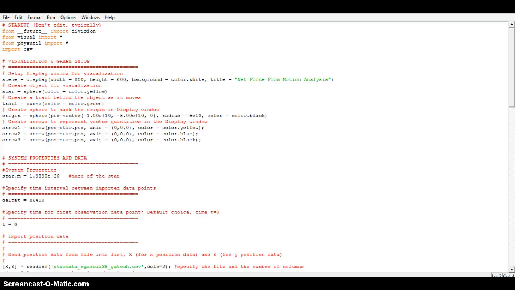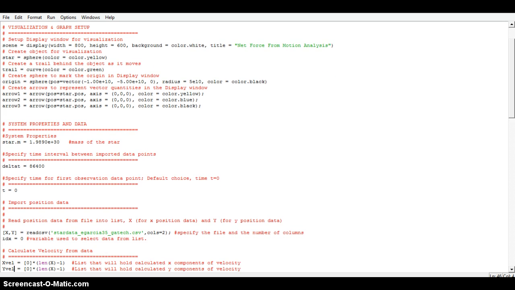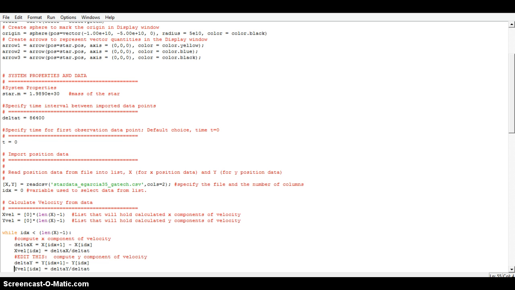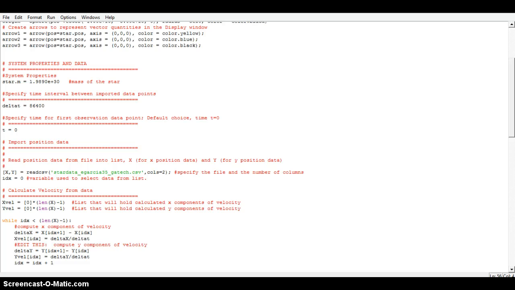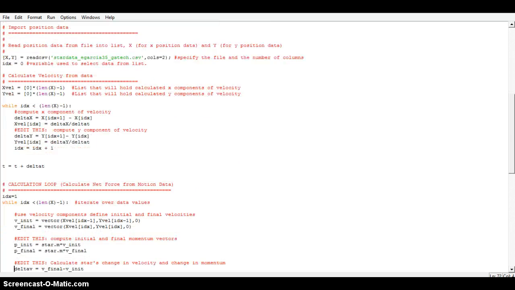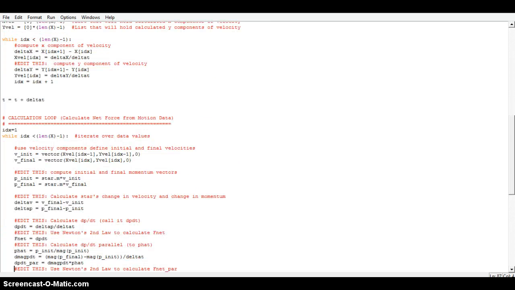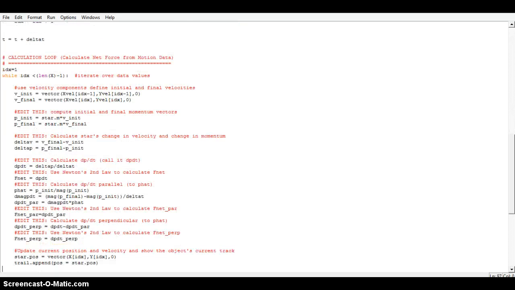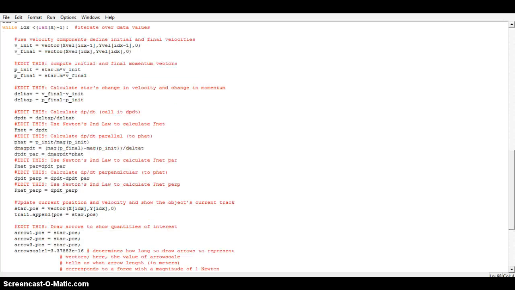So, for our Python code, we need to set our initial conditions. We already know the star mass, which is this one, and the delta T, which is this one, and the model calculates the velocity by itself. Then we also need to put in some other conditions, which are P initial equals star mass times V initial, and P final equals star mass times V final. This is how the model will calculate the velocity.